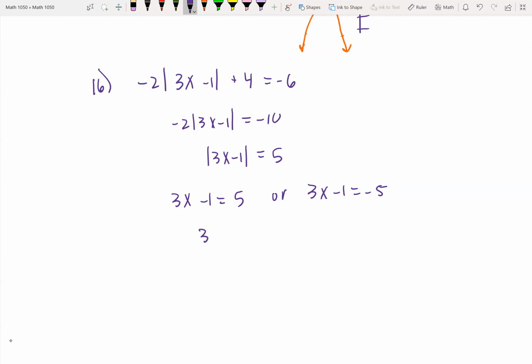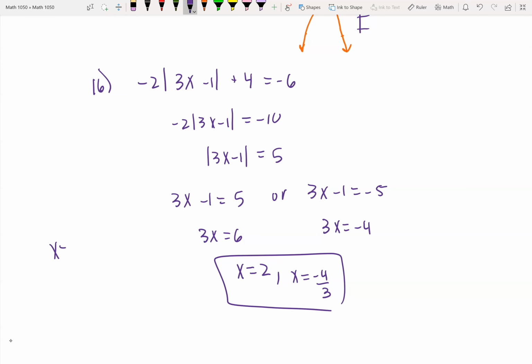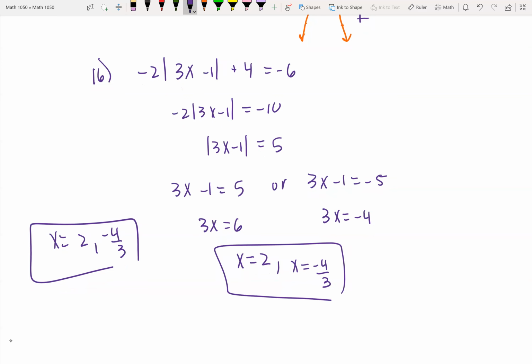Then I solve. Move my 1 over, it becomes a positive. That gives me x equals 2. Move my 1 over, it becomes a positive, and that gives me x equals negative 4/3. That is an acceptable way to write it, and this is also an acceptable way to write it. Okay, that was 16.